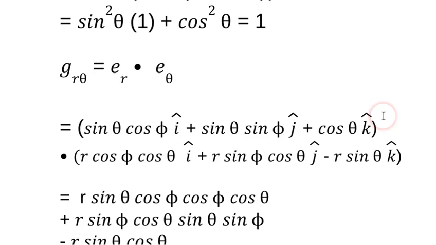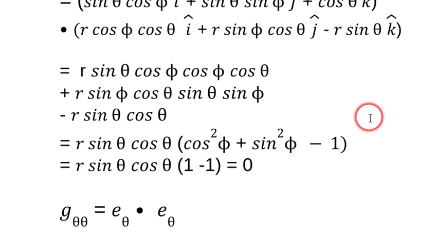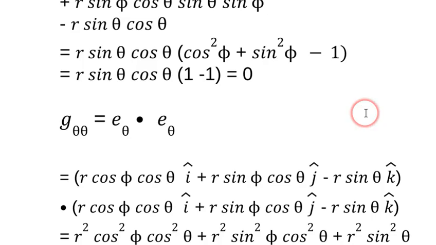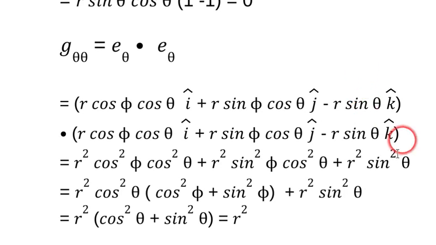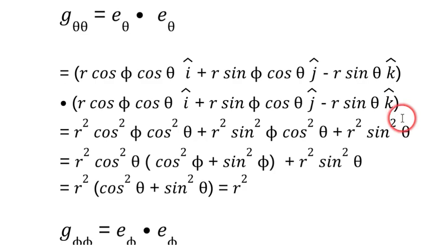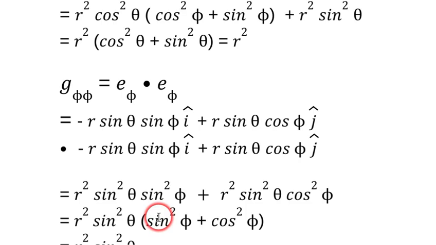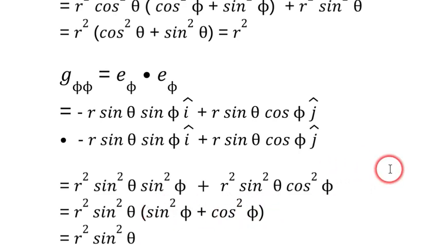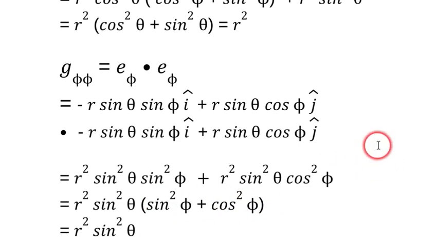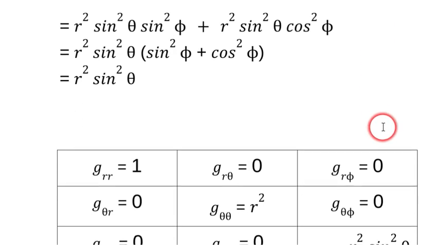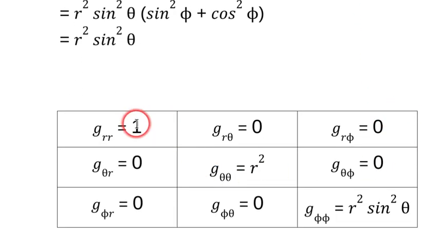All right, so we did a cross term. Now let's do the theta. All right, it's the same thing. You just keep factoring things out until you get down to one of these identities, just like I did here. This is 1. So g theta theta is r squared. And phi goes exactly the same route. We get down to one of these identities, which is 1, and we're left with r squared sine squared theta. So our metric tensor in spherical coordinates is, on the diagonal, 1, r squared, r squared sine squared theta, and all the rest of these are 0.